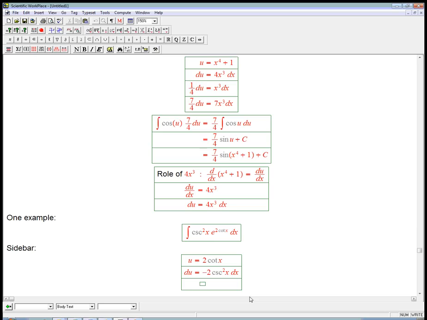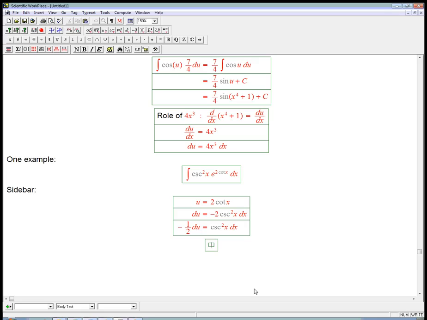And I always suggest that should be done in the sidebar before you go back to the main calculation. Just take that, divide by minus 2, and try to match everything that you actually see in the integral besides the main outer and inner part to what you've got here. Aha! So now we have a way to write exactly cosecant squared x dx as a du. Okay?